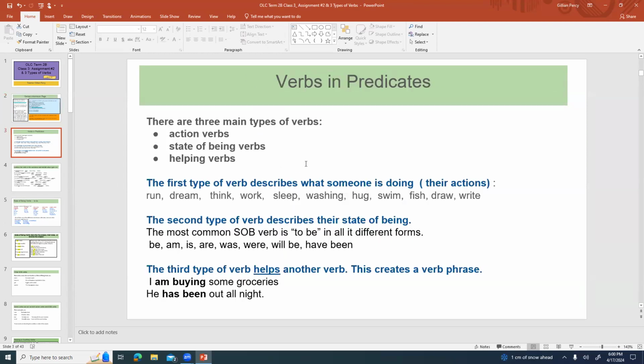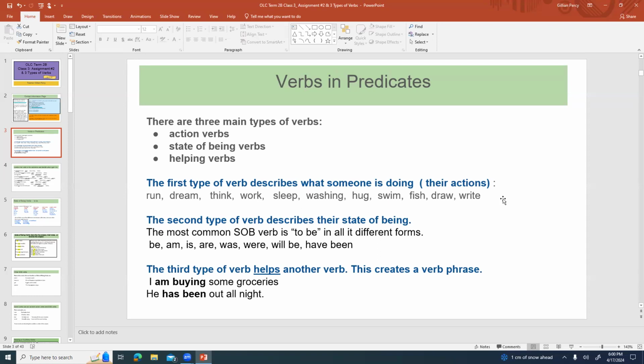Okay, we're going to dive into talking about verbs. Verbs in predicates. There are 3 main types of verbs: action verbs, state of being verbs, and helping verbs. The first type of verb describes what someone is doing, or their actions, things like run, dream, think, work, sleep, washing, hug, swim, fish, draw, and write.